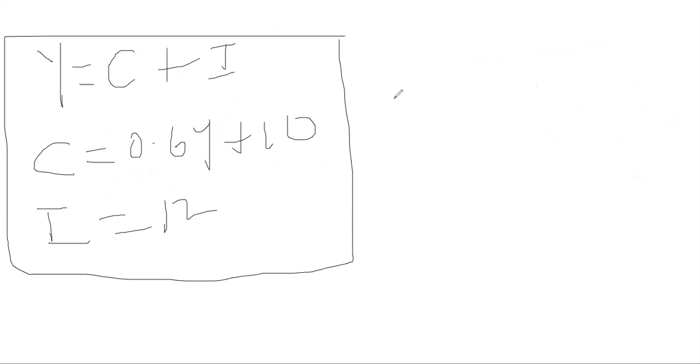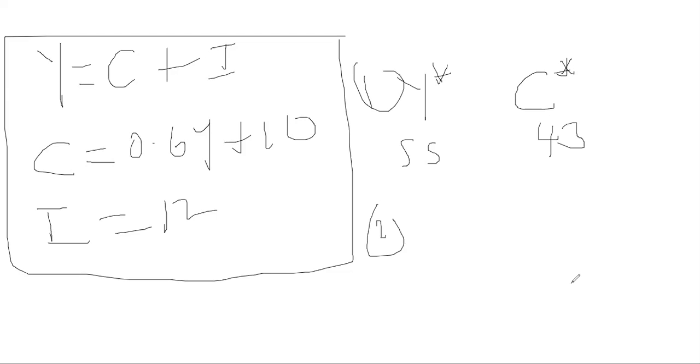And they asked us to calculate the equilibrium level of national income, or income. They also asked us to calculate the equilibrium level of consumption, which we did. We have 55 here, we have 43 here. From here, what we did was we graphed it. So when we graph it, we have this.